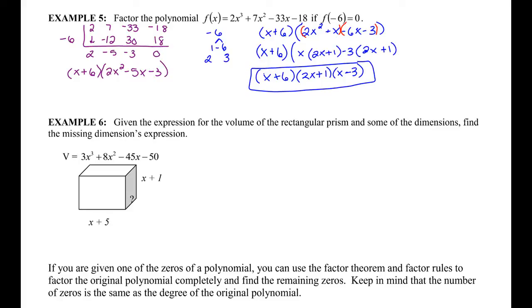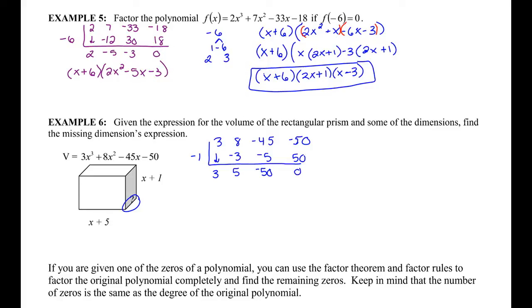For example 6, it says for the given expression for the volume of a rectangular prism and sum of the dimensions, find the missing dimension. So we're missing this side length here. For this, we're going to use synthetic division again. So I'm going to use the coefficients up top, 3, 8, negative 45, and negative 50. And I can choose to use either of the side lengths, either x plus 1 or x plus 5. So if I use x plus 1 and I go through my synthetic process, I'm going to bring down my 3, multiply, add, multiply, add until I get to the end.